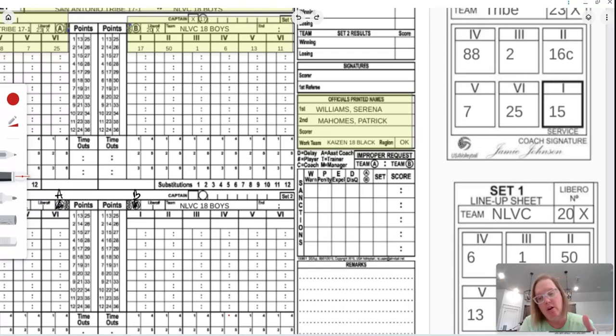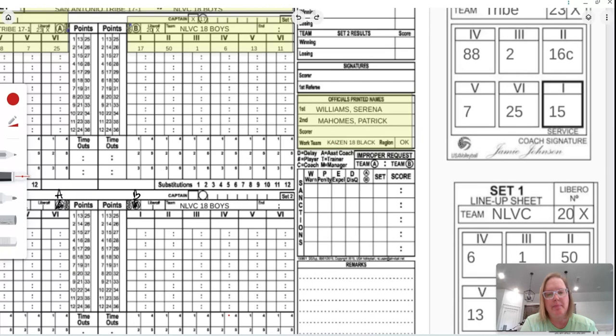If there's a player or a coach that is on the bench and they are expelled, they have to leave the bench and go sit in like the spectator area, but they're not allowed to be near their bench, talk to their bench, or engage with their bench for the set.